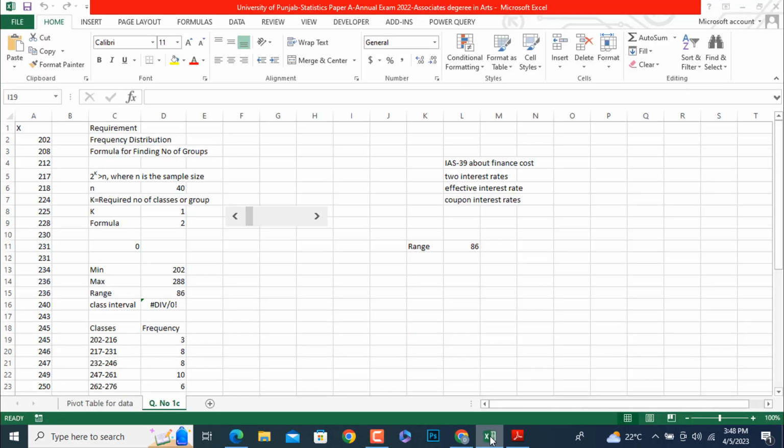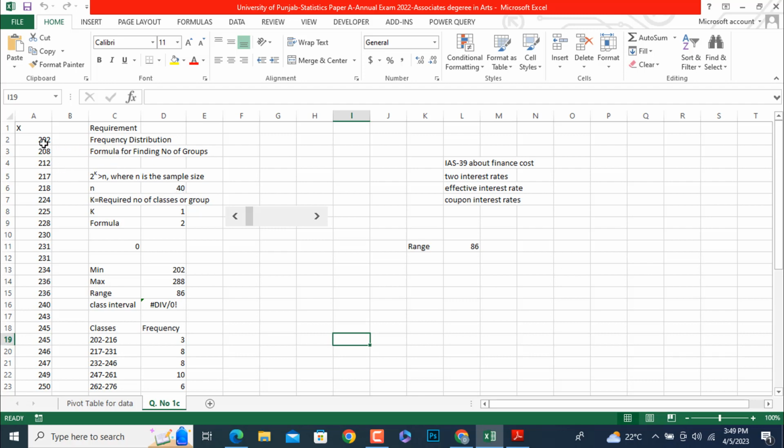So here is the Excel sheet in which I have done this solution. Look at this. Here is the data, x. I have sorted the data from the lowest value to the biggest value. The requirement is the frequency distribution formula for finding the number of groups: 2 raised to the power k is greater than n. N is the sample size, and n is equal to 40.